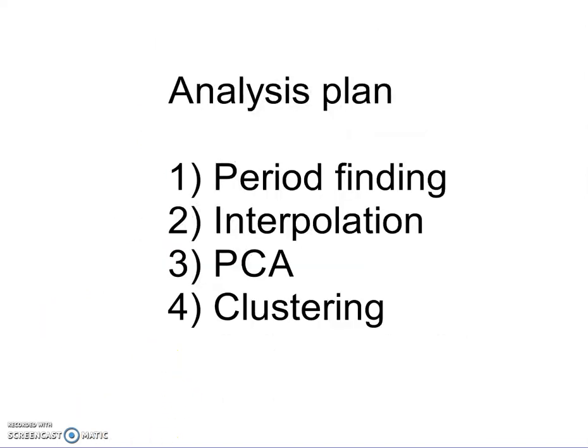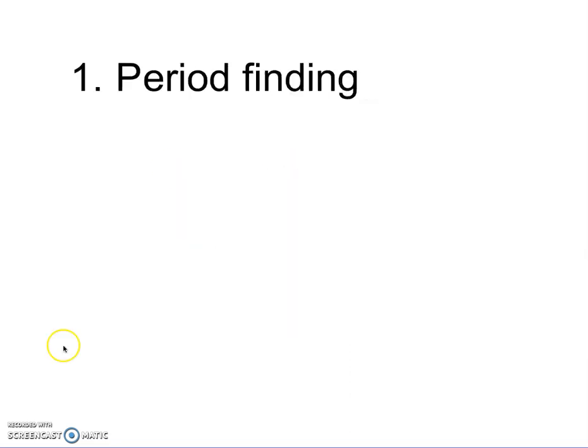The analysis plan, okay, so that's the end of my review of the past work. The analysis plan requires 4 steps. I'm going to find the period from the raw data, interpolate it onto a vector of size 100, turn that into a matrix upon which I can do principal component analysis, and then cluster the results. This step, the period finding, is by far the most difficult step.